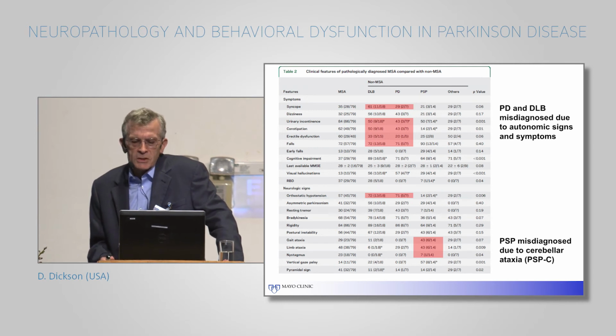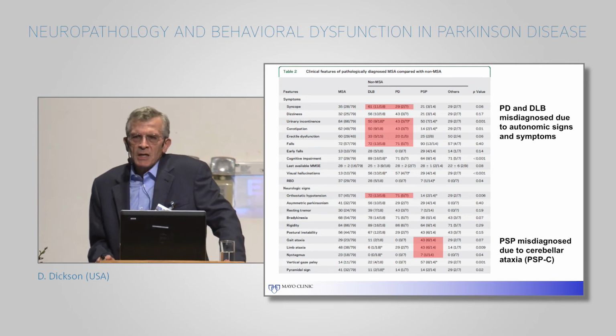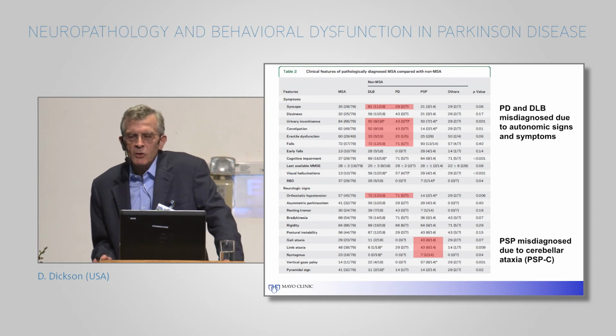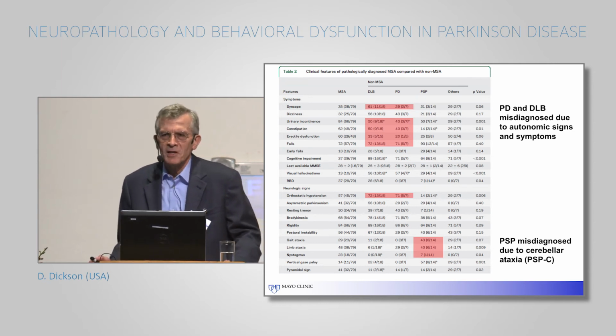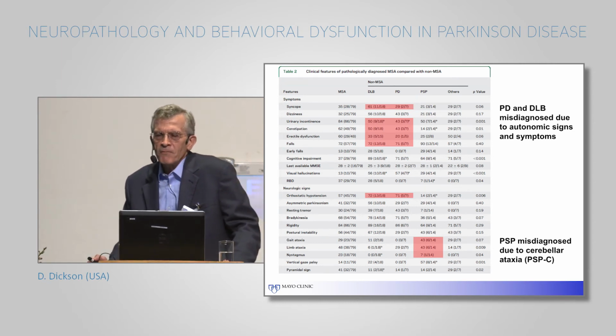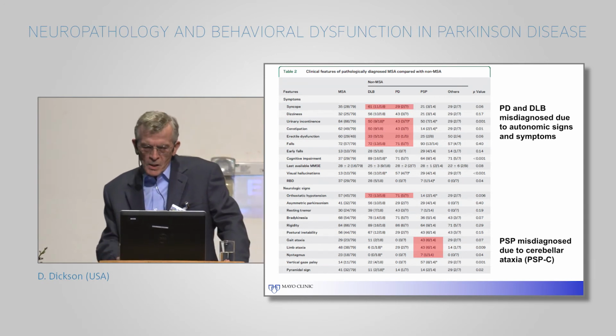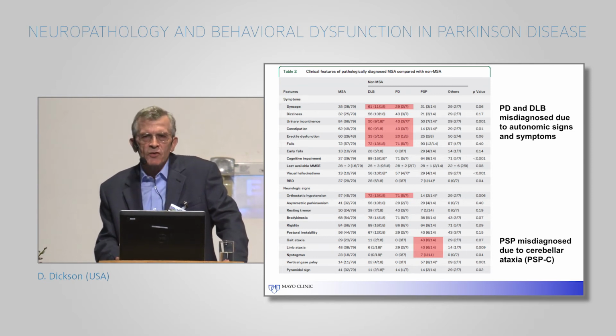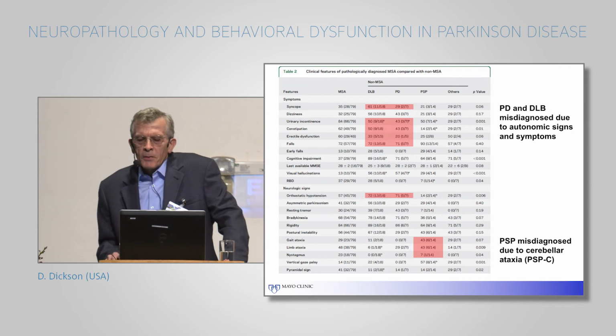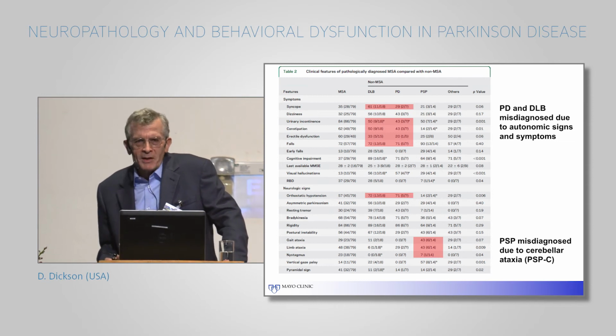So the original reports of PSP-C, or PSP with cerebellar syndromes or cerebellar ataxia, were from Niigata. And it's much less frequent in the United States and Europe. But these are three disorders that can be misdiagnosed as MSA. This was our Brain Bank's retrospective series.